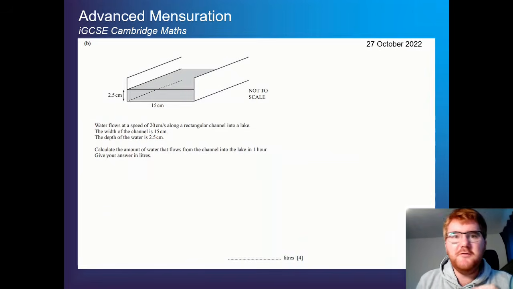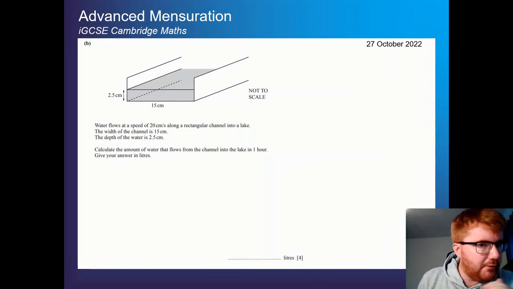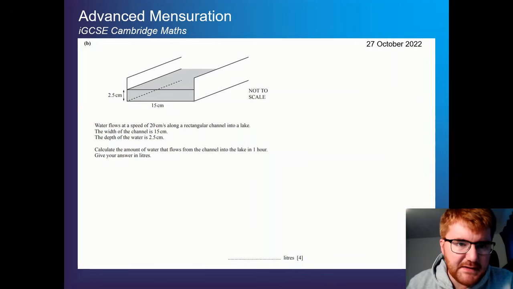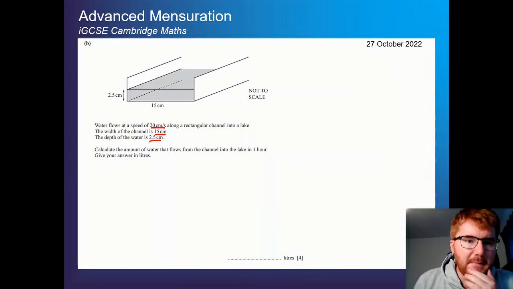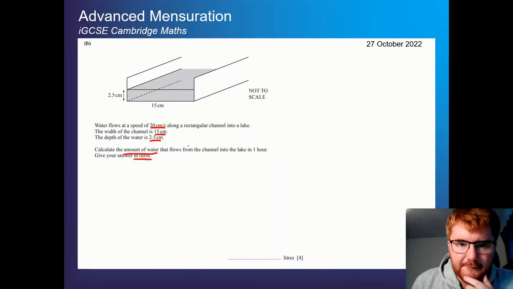Okay, and now they're moving on to a nice little twist here. I had a request about these kind of depth problems, so I did want to go through one. So water flows at a speed of 20 centimeters per second, that's really important, along this rectangular channel into a lake. The width is 15, the depth is equal to 2.5, and we need the amount of water in litres that flows from the channel into the lake in 1 hour.